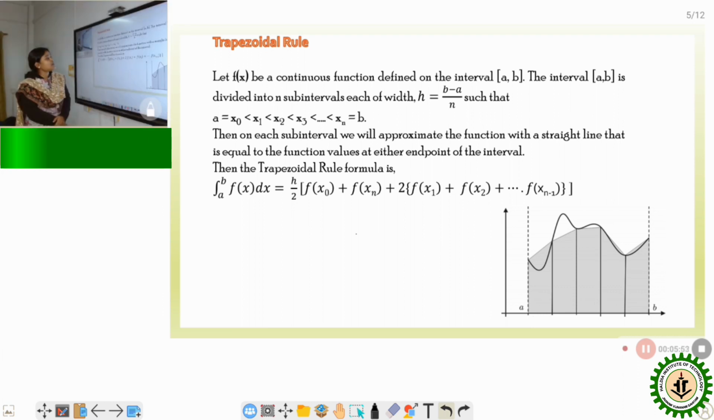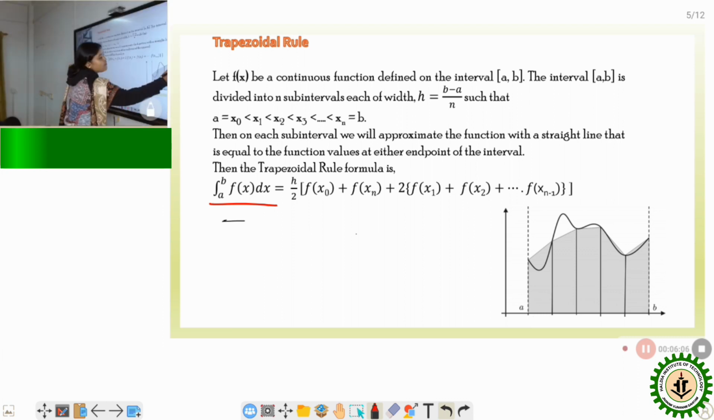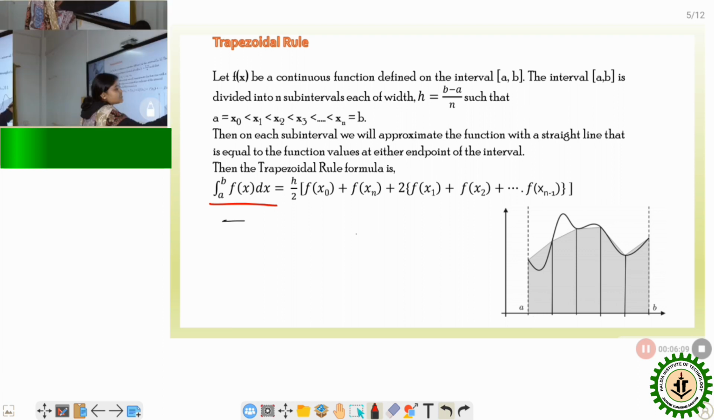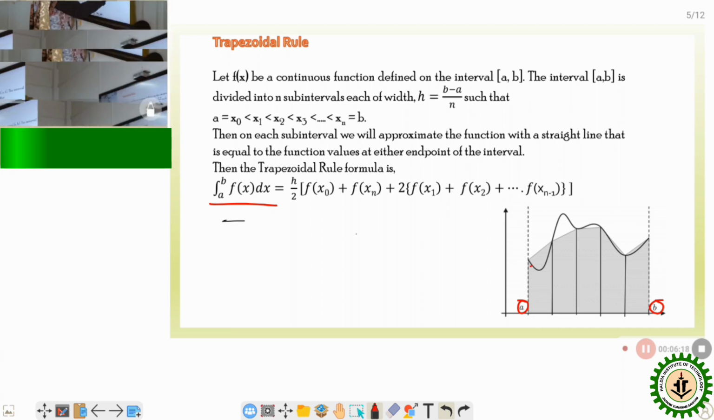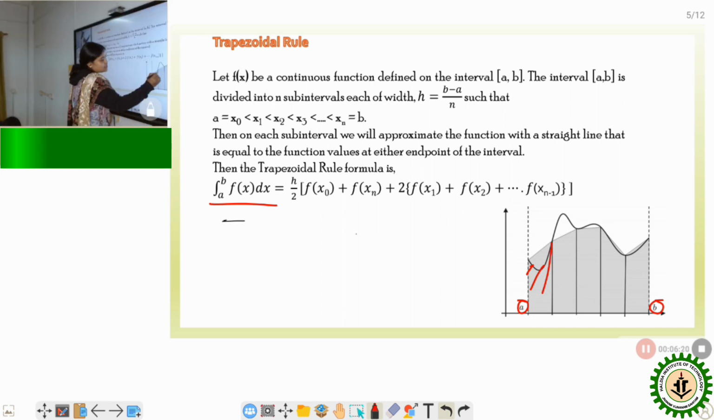Now in the case of the trapezoidal rule, what do we do? Suppose we want to integrate a to b f(x) dx. Graphically, suppose this is your y equals f(x), the curve is like this. This is x equals a, and this is x equals b. So we want to find the area under this curve.